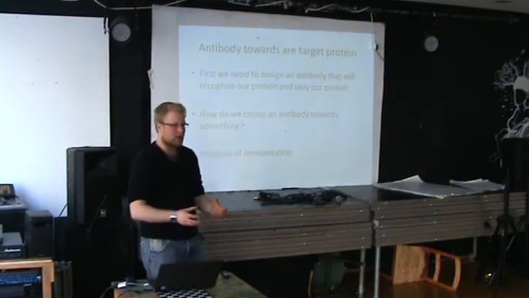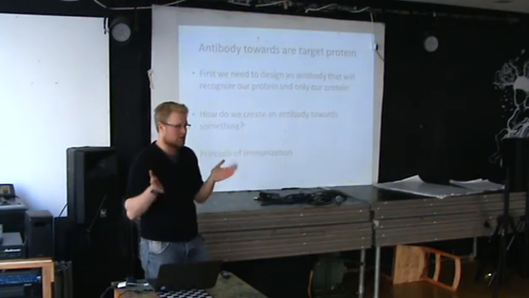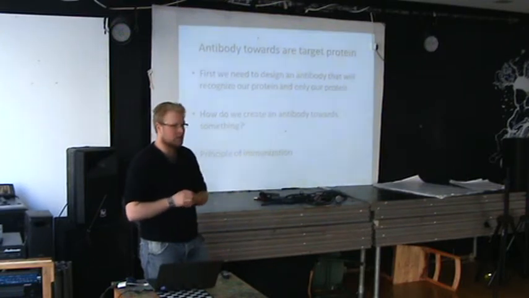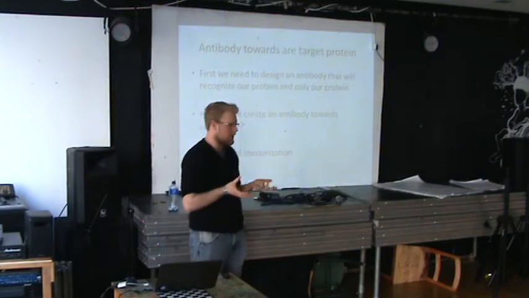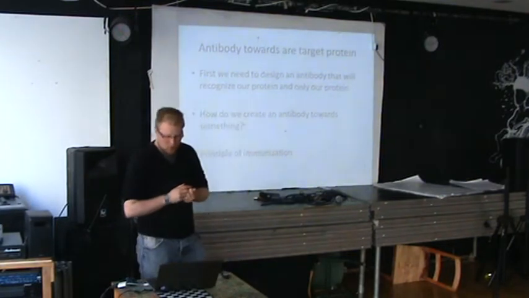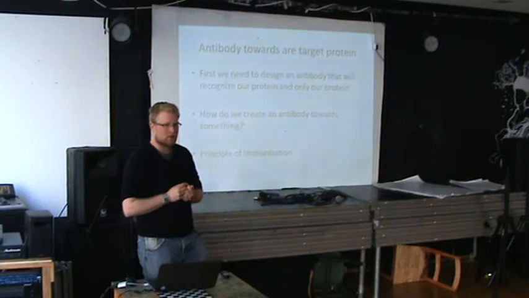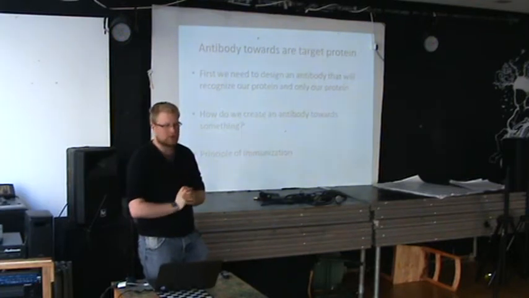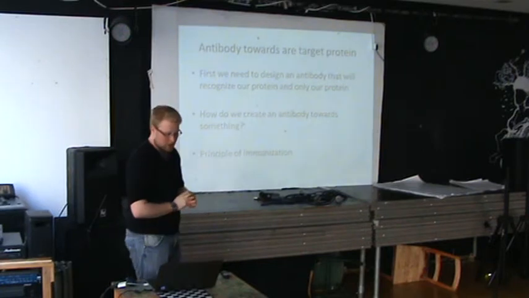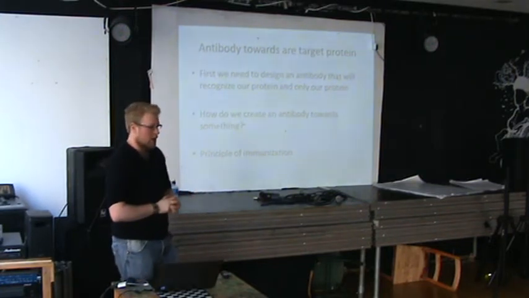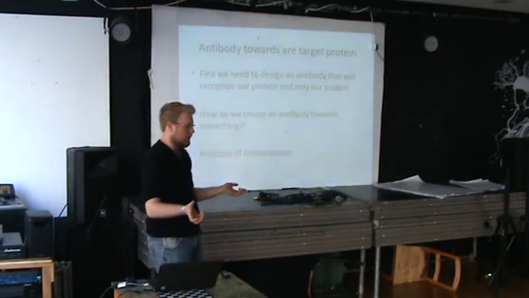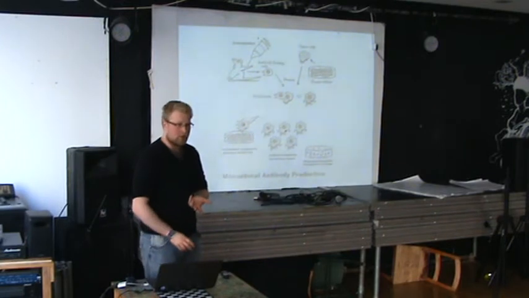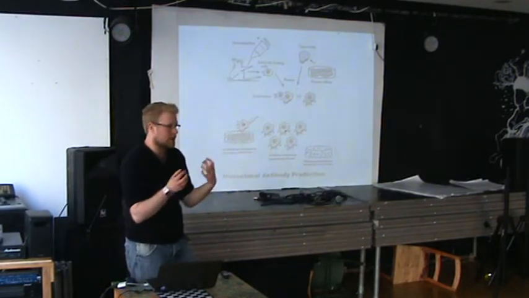We need to make an antibody directed towards our target protein. So say we want to look at proteins on the outside of HIV. We need to design an antibody that is going to recognize just the protein we're interested in. So how do we do that? It's basically just like the principle of immunization. We allow our protein to be introduced to an animal, and they're going to recognize that as an antigen.